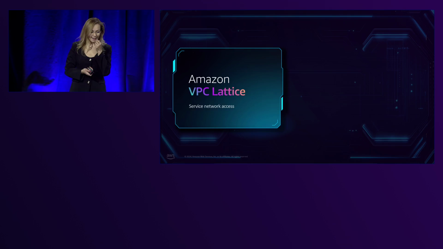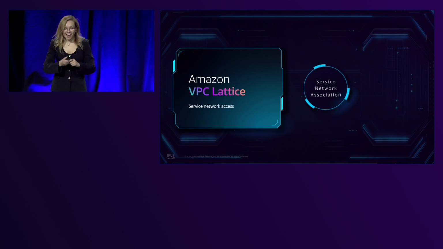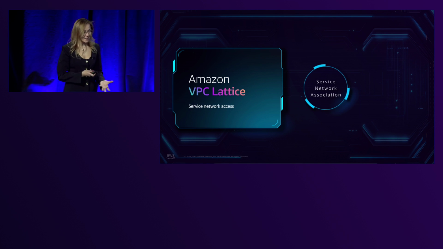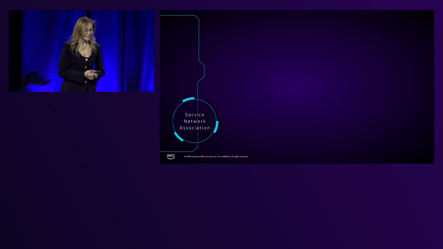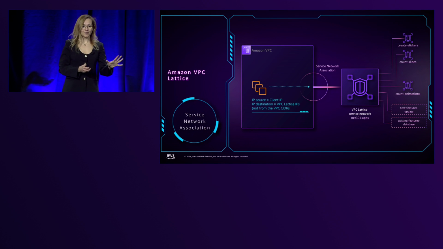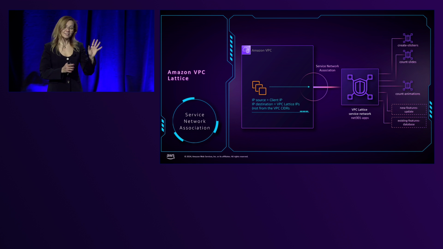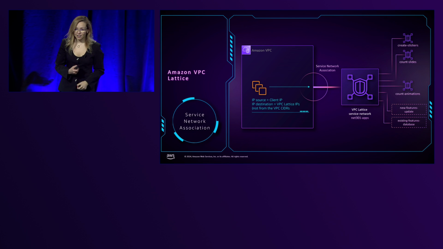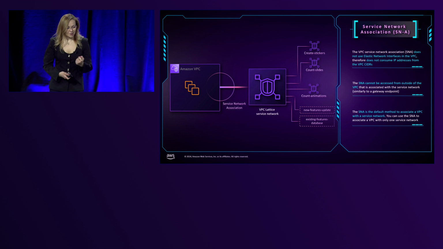all of them. Last but not least, the last feature that we're going to talk about in VPC Lattice is service network associations. With service network associations, this is the default way of consuming a service network. IP addresses for IP destinations are not from the VPC. And very important here, they act very similar to a gateway endpoint.